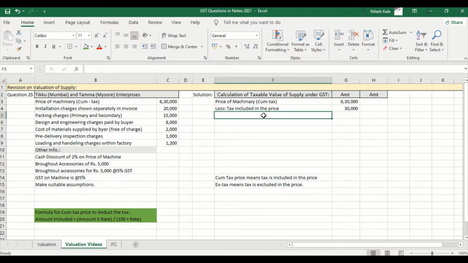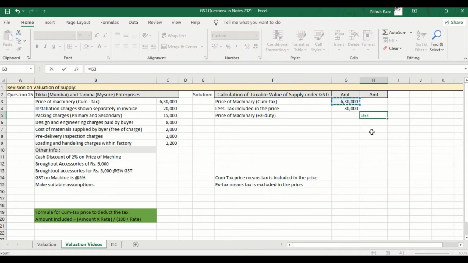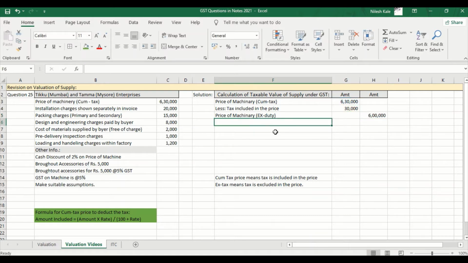I will delete it and then calculate the price of machinery. This is the ex duty price. Ex duty means ex tax, ex duty or ex tax both are the same. It is 6,30,000 minus 30,000. It is 6 lakh rupees, right? Next, inclusions. We have to add all of these, right?